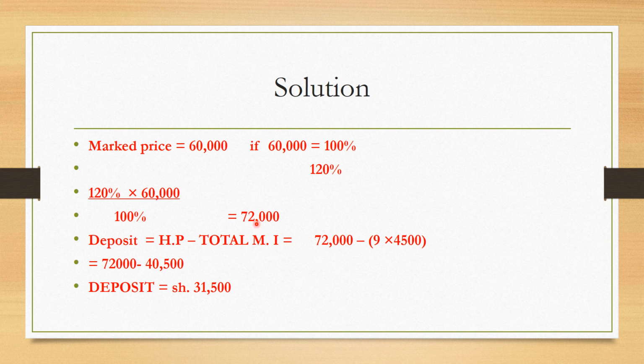What are they asking? Deposit. So what is the formula for finding deposit? Deposit is equal to hire purchase, which you have already got, minus total monthly installments. So it's 72,000 minus 9 times 4,500, which is equal to 72,000 minus 40,500, and your deposit is 31,500 Kenyan shillings.